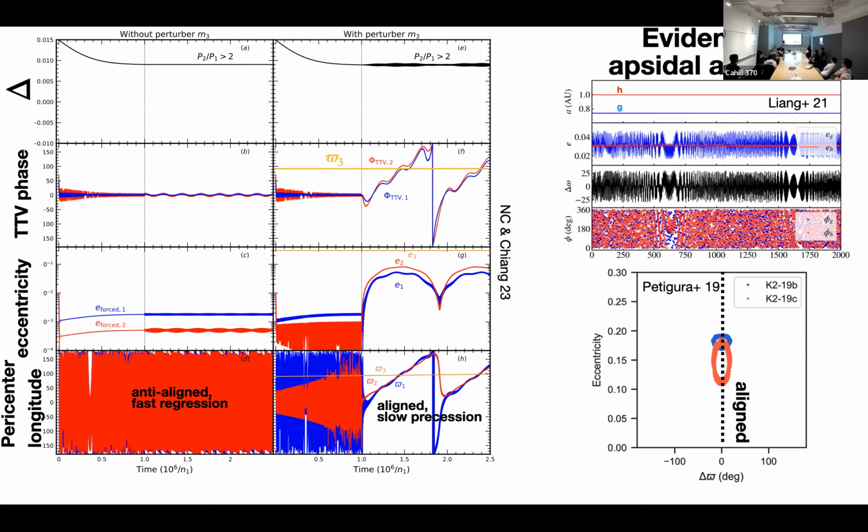Just the opposite to the usual fixed point. Aligned apses in K2-19, and this is Kepler-90. Resonant pairs of planets with aligned apses.